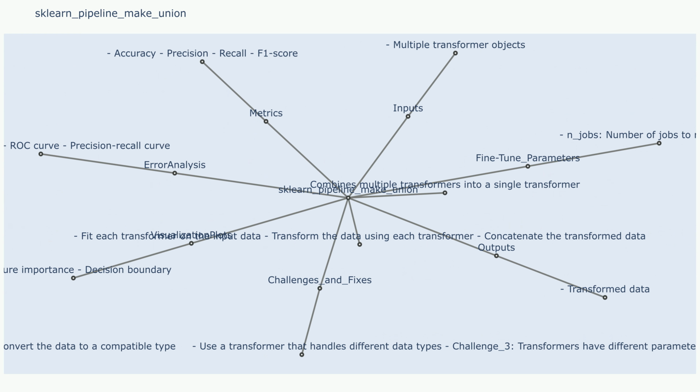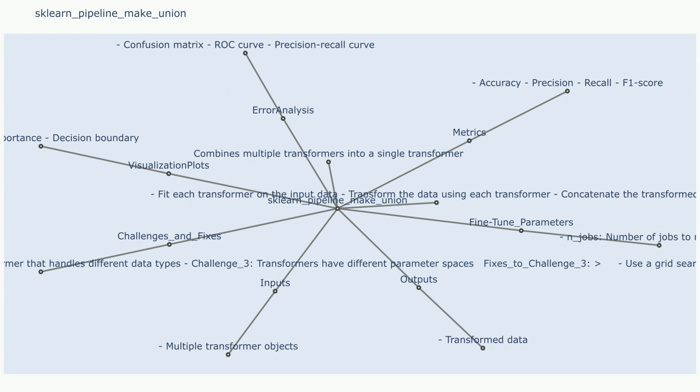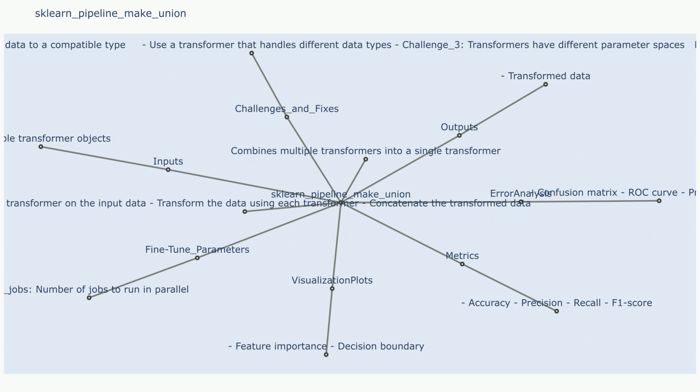Visualization plots. Visualization plot 1. Not applicable. Make_union is a transformer. So visualization plots would typically be applied to the final estimator or to the transformed data. Visualization plot 2. Not applicable. Fine-tune parameters. Parameter 1. None. Make_union is a function that doesn't have any adjustable parameters. The parameters to fine-tune are associated with the individual transformers within the list. Parameter 2. None. Not applicable.